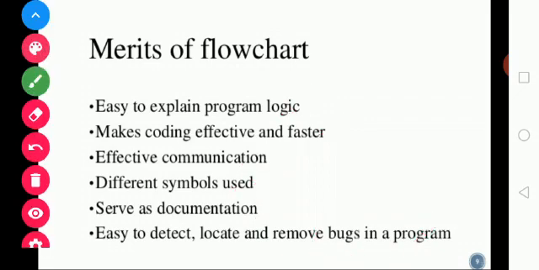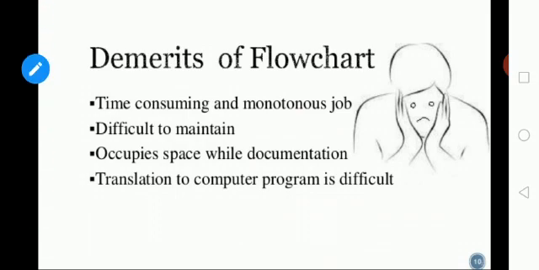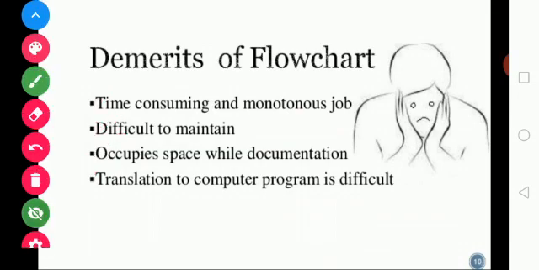Next, demerits. Even though merits are there, some demerits are also there in the flowchart. First one is time consuming. It will take a lot of time and is a monotonous job. Next, it is difficult to maintain. It occupies space while documenting; more space is needed for this. Translation to a computer program is difficult. So these are the demerits of the flowchart.